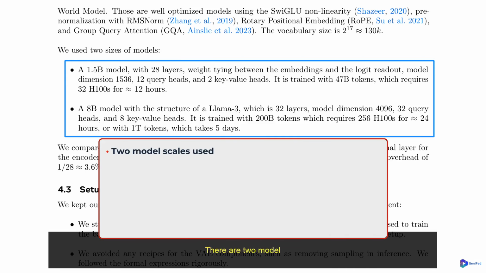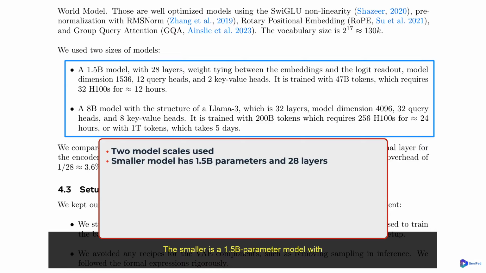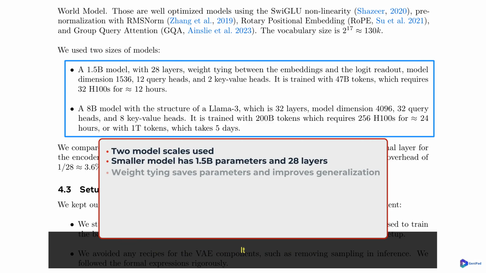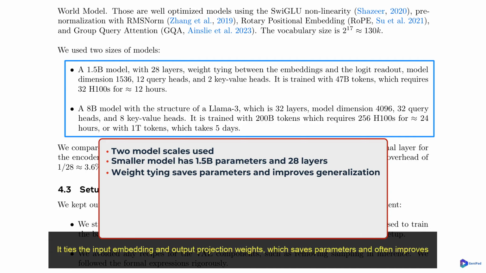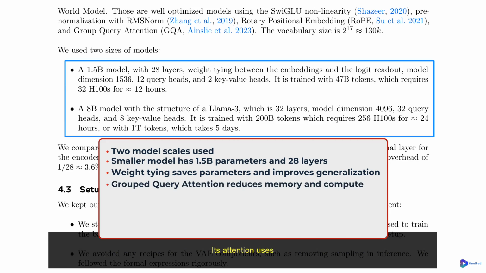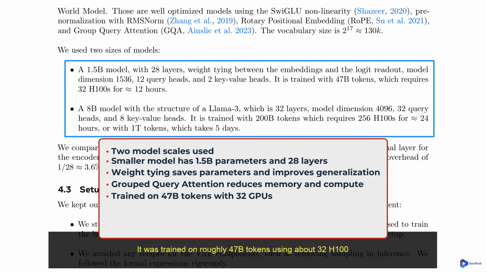There are two model scales. The smaller is a 1.5B parameter model with 28 layers. It ties the input embedding and output projection weights, which saves parameters and often improves generalization. Its attention uses 12 query heads, but only 2 key value heads, a GQA-style setup, trimming memory and compute. It was trained on roughly 47B tokens using about 32 H100 GPUs for around half a day.